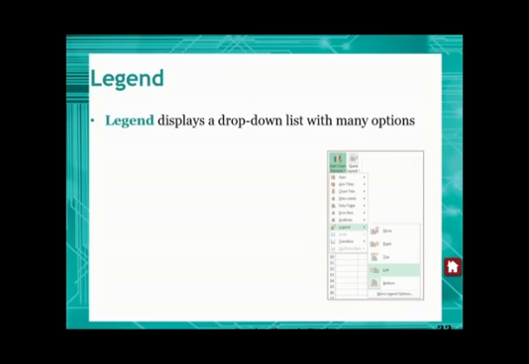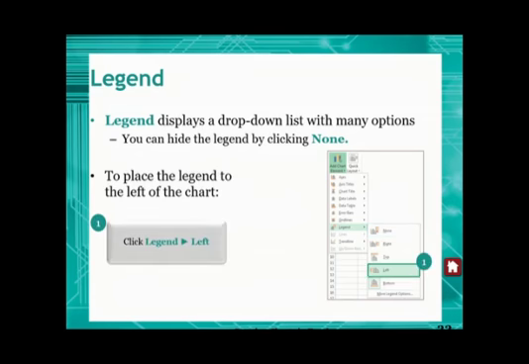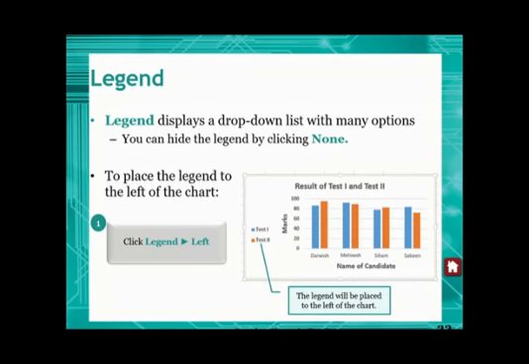Now let's see, third one is Legend. Legend displays a drop-down list with many options. You can hide the legend by clicking None. To place the legend to the left of the chart, click legend and then click left. The legend will be placed to the left of the chart.